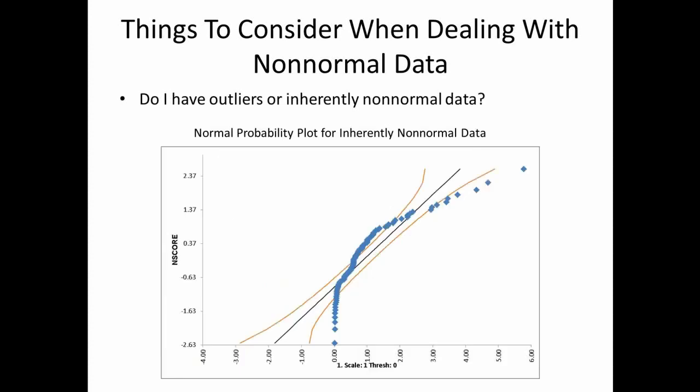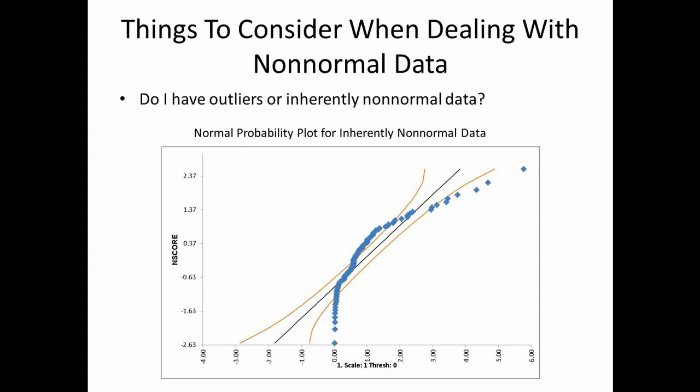Now, what about inherently non-normal data? Well, here in this normal probability plot, remember what I said, in a normal probability plot, we expect the data to fall in a straight line. Well, clearly here we don't have a straight line. We have a strong curvature in the data. And this is actually an exponential distribution. And so the normal probability plot shows that strong curve. And with that, you can conclude that we have inherently non-normal data.